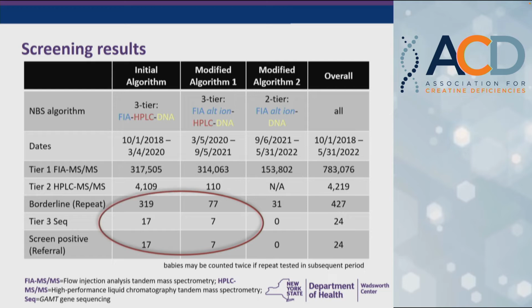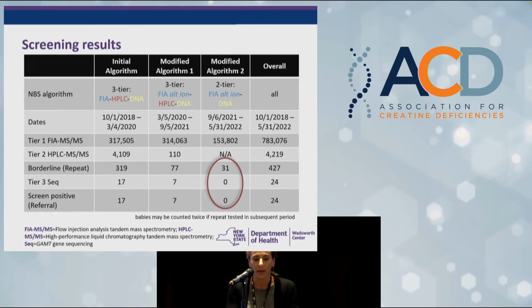During the initial period, we had 319 borderlines and 17 referrals. With the modified algorithm, we got down to 77 borderline and 7 referrals. This third column shows the period when we were confident that we could eliminate the HPLC test, and so you see no more babies are being tested on that second tier. We had 31 borderlines and no referrals. So this is a significantly better test for us.